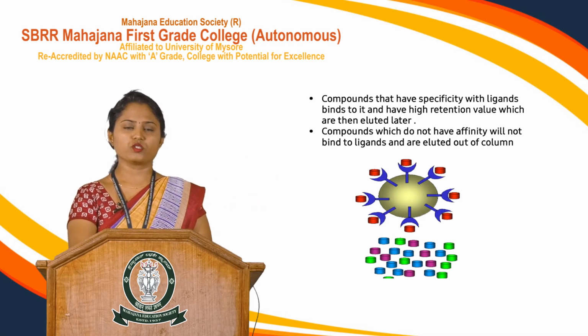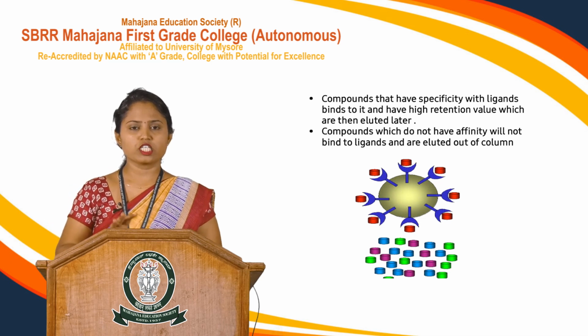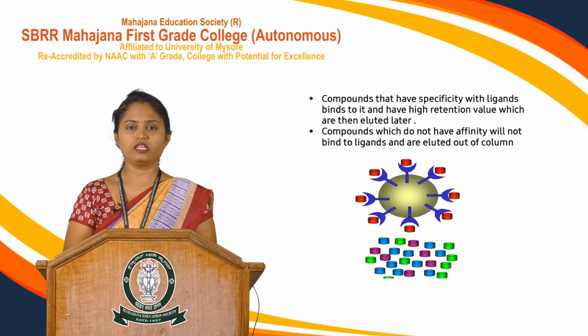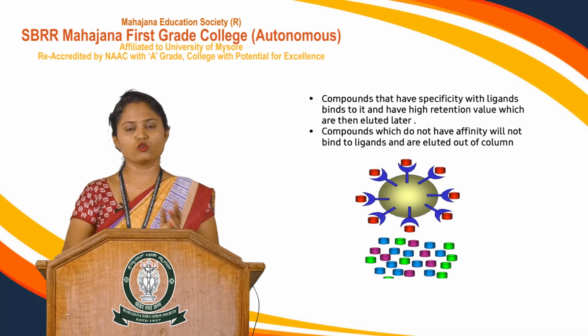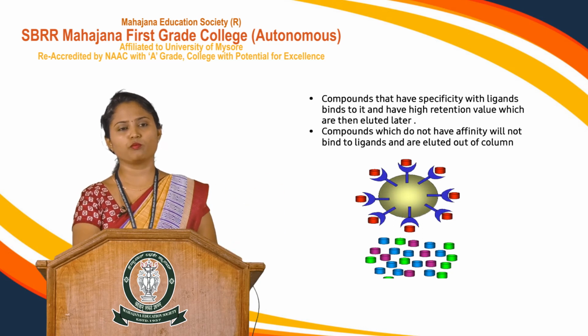So, in general, affinity chromatography works based on the principle of specific interaction between the mobile phase and the stationary phase. Molecules having affinity for the stationary phase will remain bound in the column, whereas those molecules which do not have affinity will elute out along with the mobile phase.